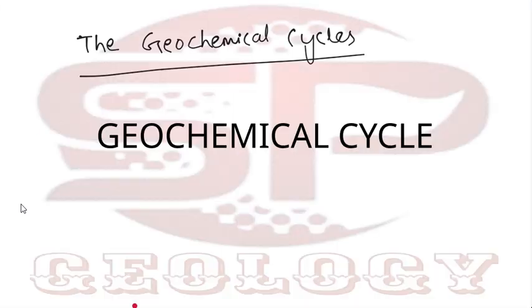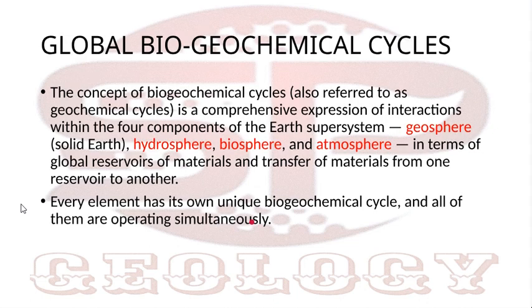So let's see. The geochemical cycle is the interaction with four components of the Earth system, that is your geosphere, the solid earth, hydrosphere, biosphere, and atmosphere. How these elements are mobile in these four main parts of the Earth system.